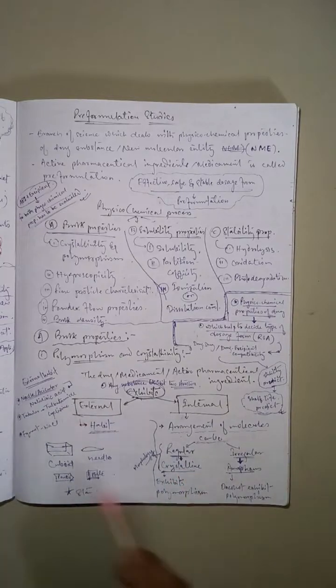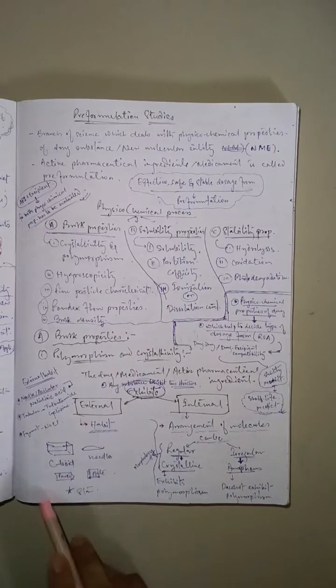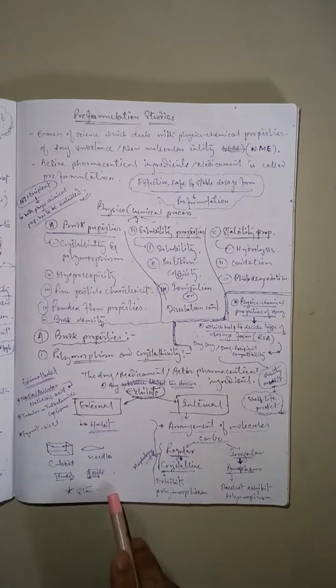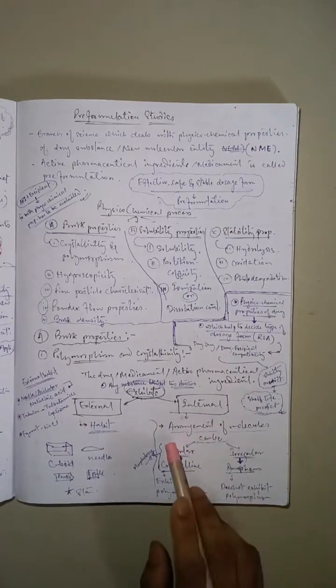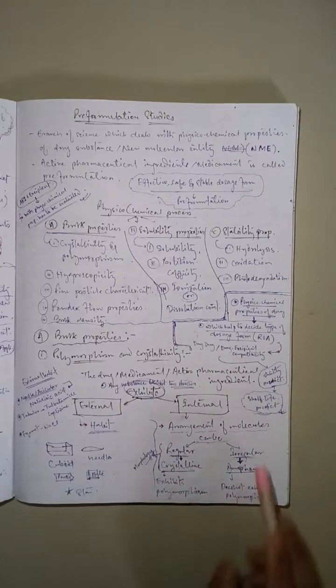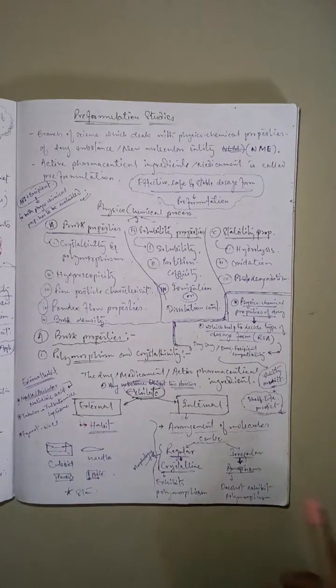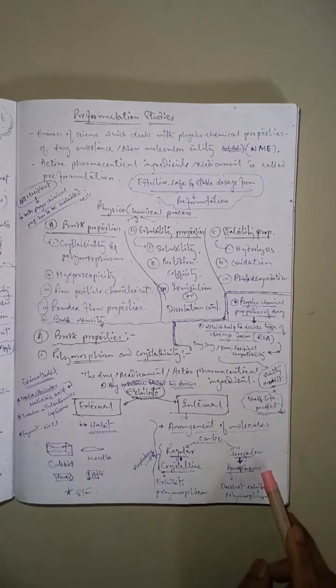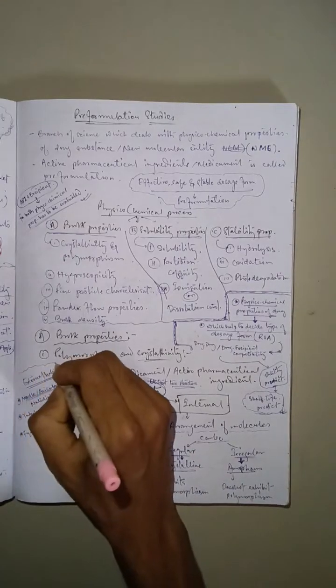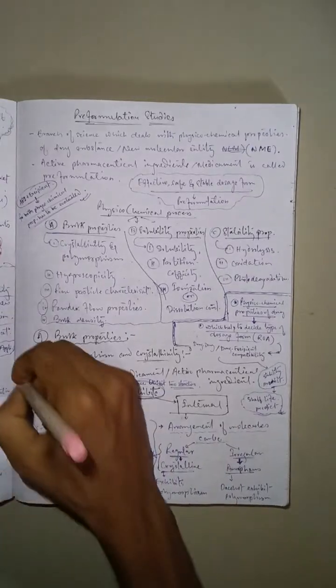Externally it can be cuboidal, needle-like, pencil-like, plate-like, or star-shaped. This is the shape, but in the internal structure or internal arrangement there could be different arrangements. One is regular, one is irregular. Regular is crystalline, which exhibits polymorphism, whereas irregular is called amorphous, and amorphous doesn't exhibit polymorphism.